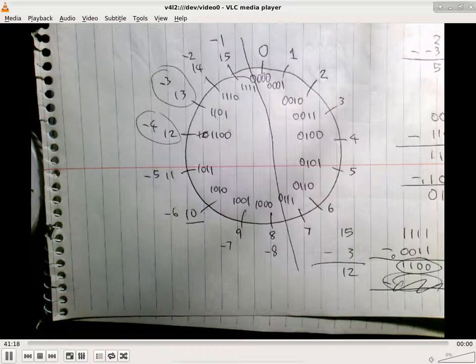Why is it so like that? Because if you don't split it like that, then it becomes asymmetric. Then you have more negative values than you have non-negative values.